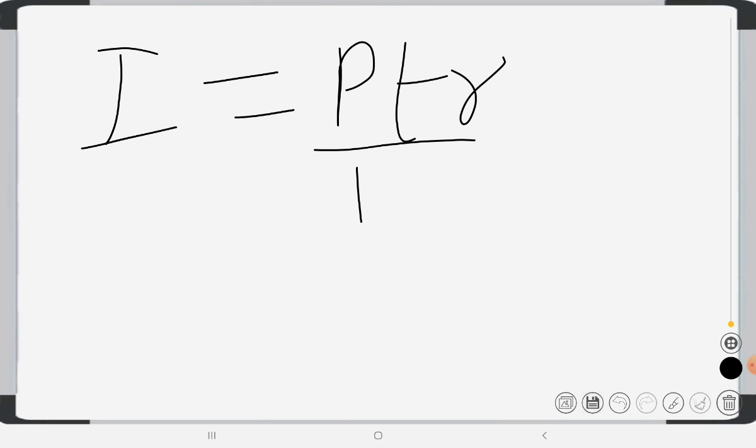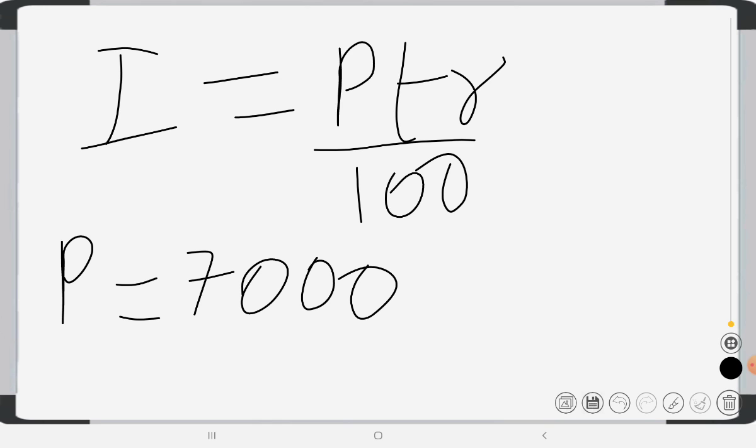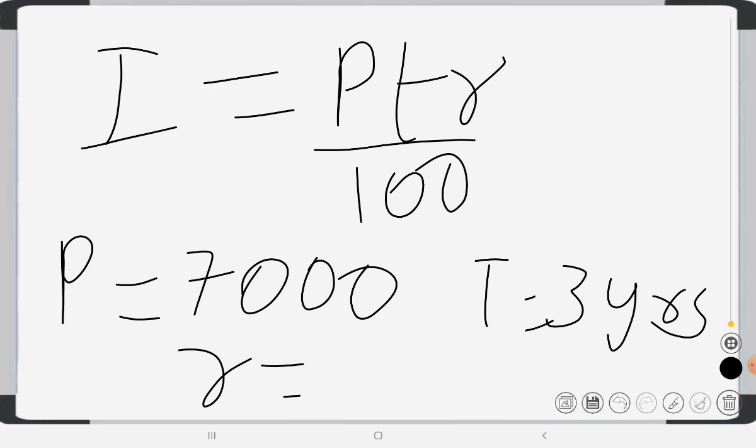Okay. Now let us look at I is equal to PTR by 100. P is equal to 7000, T is equal to 3 years, R is equal to 5%. Now solve this and share the answers with me. And with this, find the amount also. If you want, you can pause the video and do this problem.